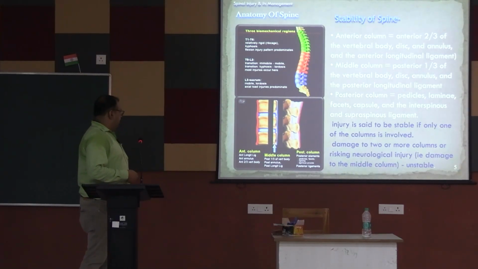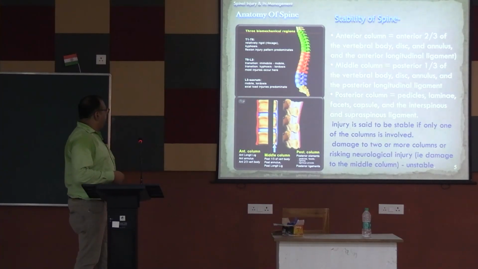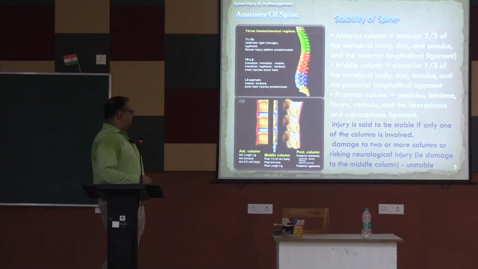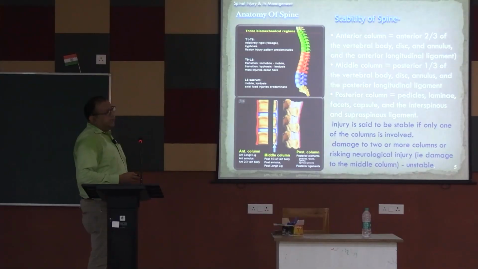So, the anterior column consists of the anterior longitudinal ligament, the anterior annulus, and the anterior 2/3 of the vertebral body. The middle column is the posterior 1/3 of the vertebral body with the posterior annulus, that means part of the disc, and the posterior longitudinal ligament, right? And the posterior column consists of the posterior elements like the pedicles, the facets, lamina and spinous processes, and also the posterior ligaments.